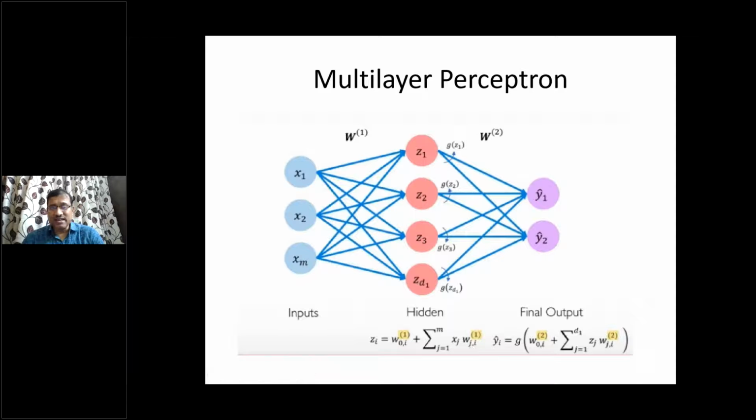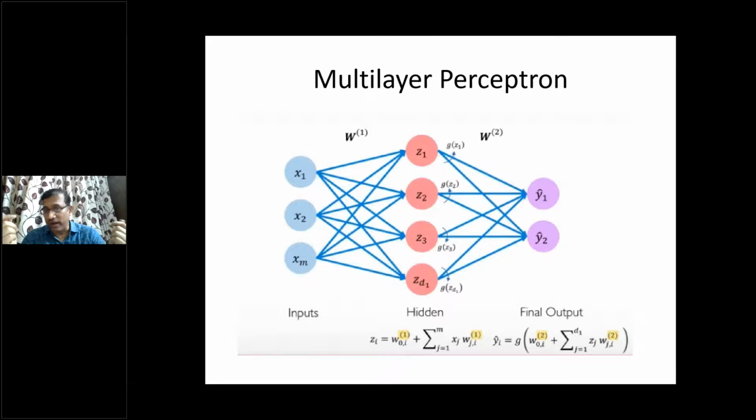So w_ji means that here j index is for the input and i index is for the hidden node index. So when x1 is meeting z1, the weight will be w11. But when x1 is meeting z2, the weight will be w12. Similarly, when x2 will be meeting z1, the weight will be w21. So you now have two indices of weights.